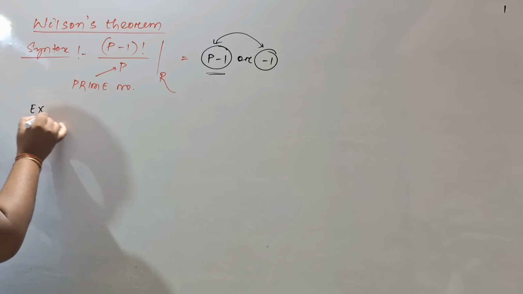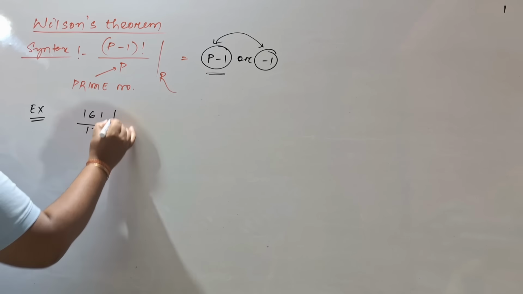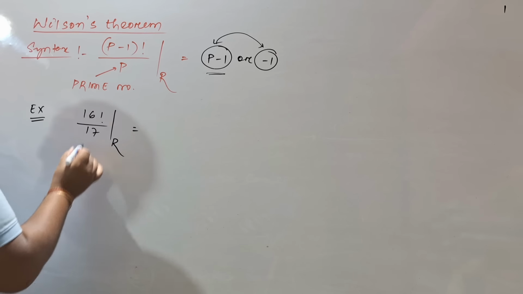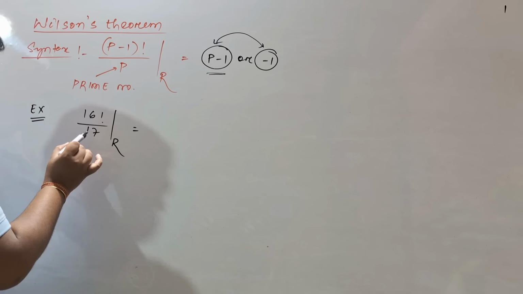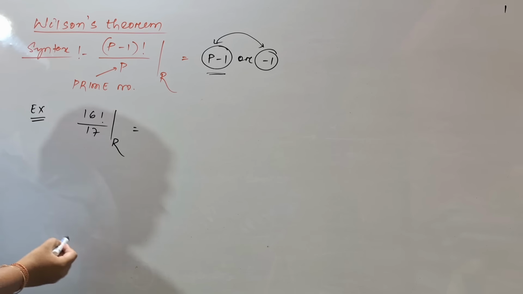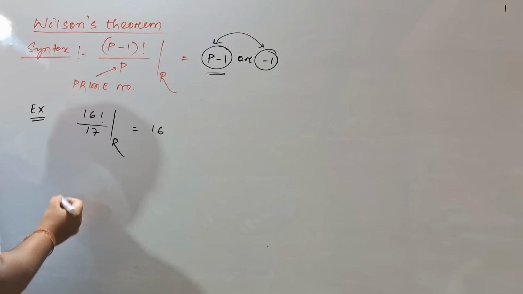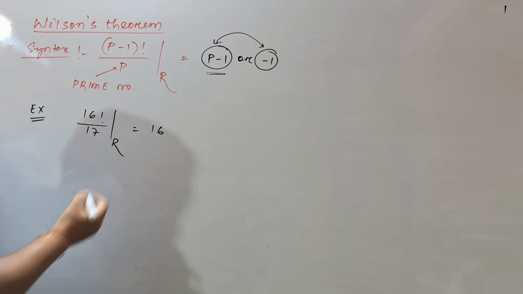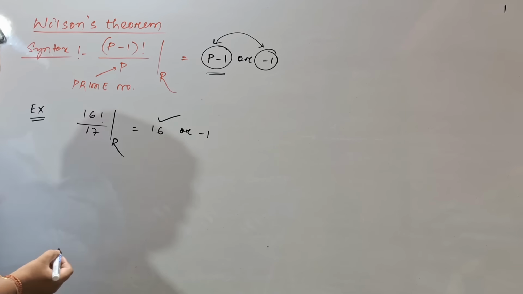Example: 16 factorial when it is divided by 17, what is the remainder? 17 is a prime number, and 17 minus 1 is 16, so 16 factorial is there. Here you directly apply 17 minus 1, which is 16. So 17 minus 1 is my answer, or minus 1, but the final answer must be positive.